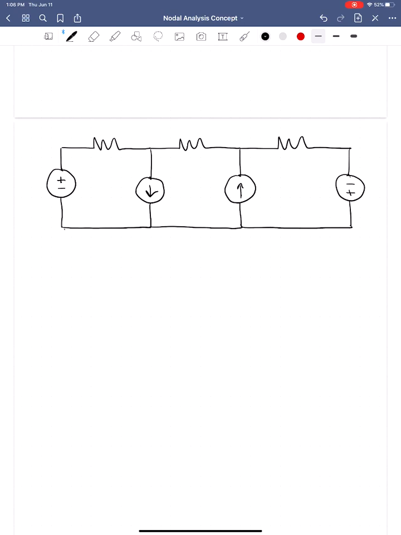Okay, so we have a 10 volt source with that polarity, a 12 ohm resistor, a 3 amp source, a 10 amp source, a 4 ohm resistor, a 6 ohm resistor, and a 2 volt source.